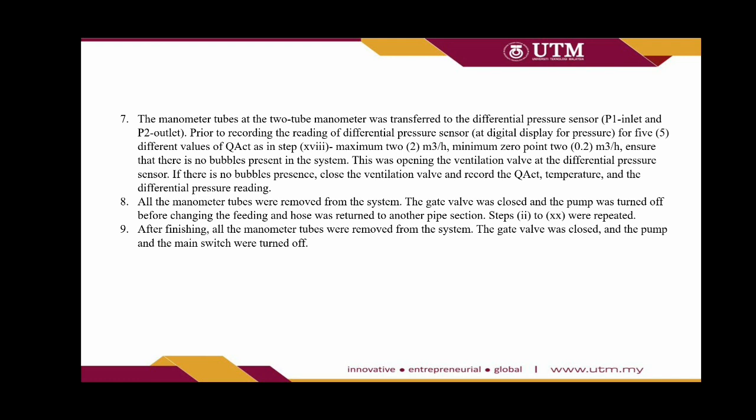All the manometer tubes were removed from the system. The gate valve was closed and the pump was turned off before changing the feeding and return hose to another pipe section. Steps 2 to 8 were repeated. After finishing, all the manometer tubes were removed from the system. The gate valve was closed and the pump and the main switch were turned off.